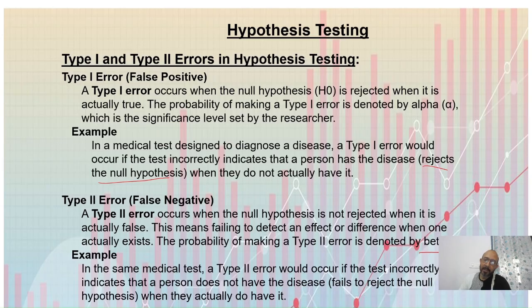Type 2 error example: in the same medical test, a type 2 error would occur if the test incorrectly indicates that a person does not have the disease when they actually have it. So it fails to reject the null hypothesis.